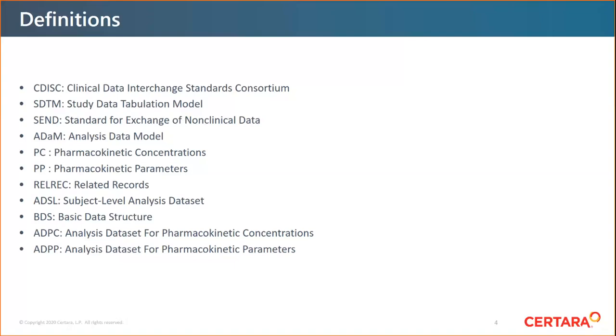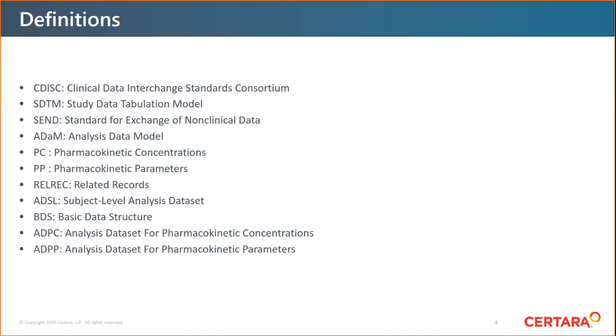So for each of the domains that we create for SDTM or SEND, we're also able to create corresponding analysis data sets. The 2 pharmacokinetic domains in SDTM are the concentrations domain and the parameters domain. We also have the related records domain that helps us understand which pharmacokinetic concentrations are associated with which pharmacokinetic parameters. We're able to incorporate subject level data that comes from ADaM. This is often information that helps us understand the study design or other patient characteristics.